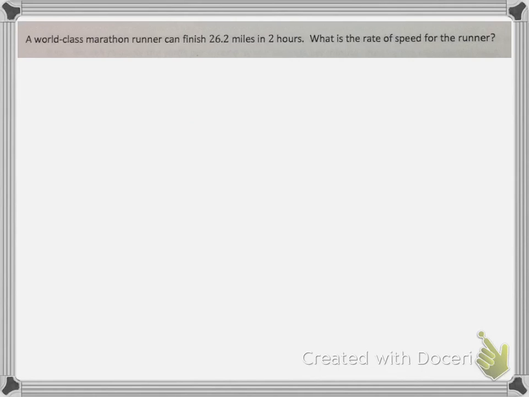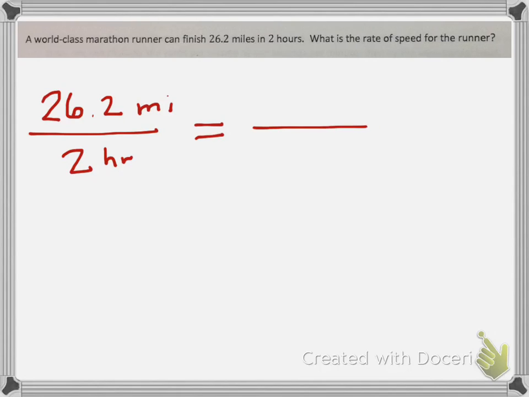This time we have a world-class marathon runner who can finish 26.2 miles in 2 hours. What is the rate of speed for the runner? Well, right now we have 26.2 miles traveled in 2 hours. We want to know how many miles in 1 hour. So I'm going to make an equivalent ratio. I'm going to make it miles compared to hours. And instead of 2 hours in the denominator, I want that to be 1 hour.